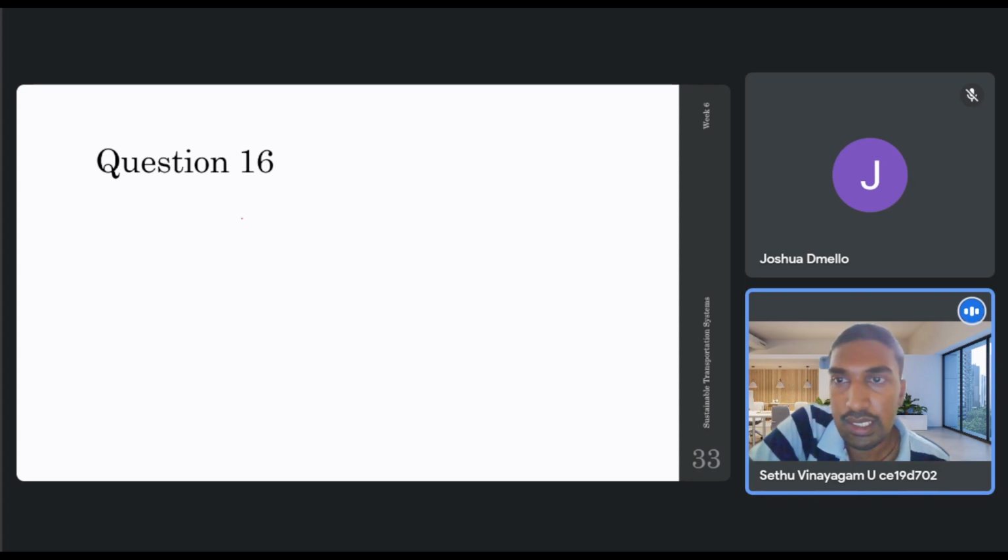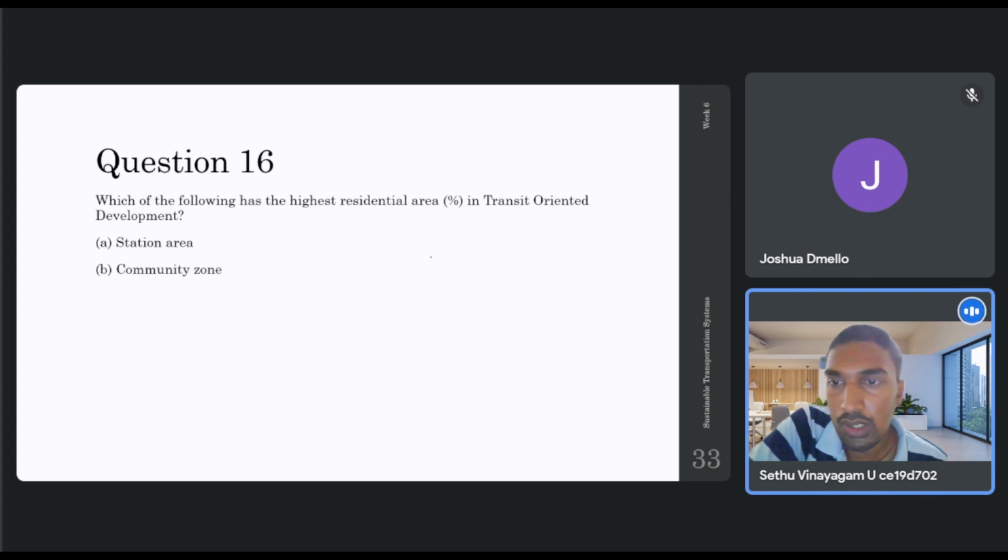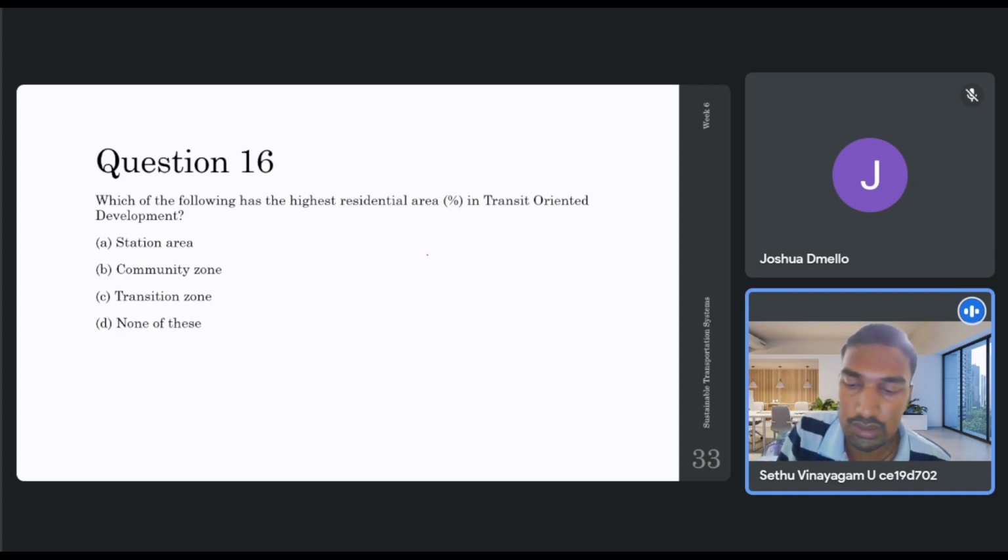Okay, question number 16 is, which of the following has the highest residential area percentage in transit oriented development? Option A is station area, option B is community zone, option C is the transition zone, and option D is none of these.